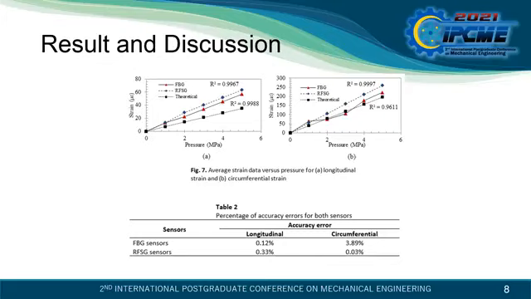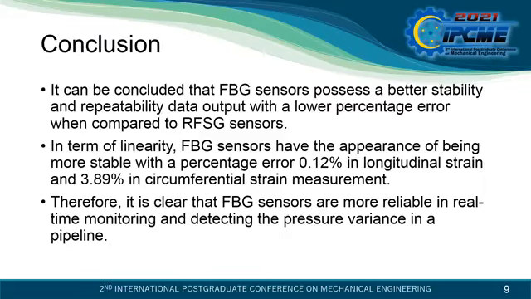However, since both FBG sensors are much closer to the theoretical prediction value and possess higher stability of output, it can be argued that FBG sensors are more accurate. It can be concluded that the FBG sensor possesses better stability and repeatability of data output with a lower percentage error when compared to the RFSG sensor. In terms of linearity, the FBG sensor appears more stable, with a percentage error of 0.12% in longitudinal strain and 3.89% in circumferential strain measurement. Therefore, it is clear that FBG sensors are more reliable in real-time monitoring and detecting pressure variance in a pipeline.